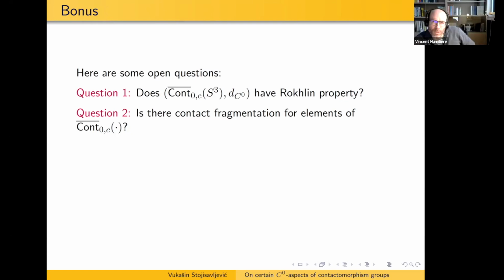So, sorry, Vukašin, do you mean if there's a C0 fragmentation? Well, I mean, just fragmentation, but by elements from the contact homeomorphisms. I don't know what you mean by C0. I don't ask any bound on it. Just if I take a homeomorphism and then Darboux balls, can I split it into homeomorphisms supported in Darboux balls? Ah, okay. So just Banyaga type fragmentation or whatever. Right. Because Banyaga's proof relies on using the isotopies somehow. Yeah.